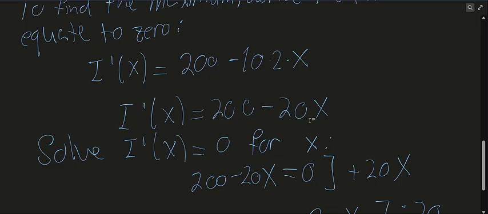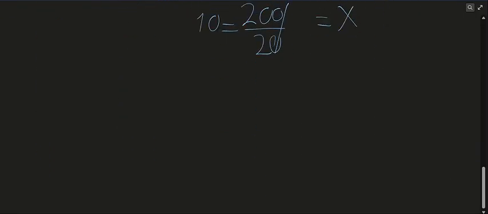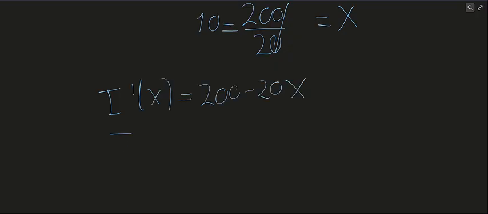I prime of x is equal to 200 minus 20x. Good. Now, what's the second derivative? What happens when I derive this again? The derivative of 200 is 0 because it's a number, and the derivative of negative 20x is just negative 20, the coefficient. The second derivative is negative.